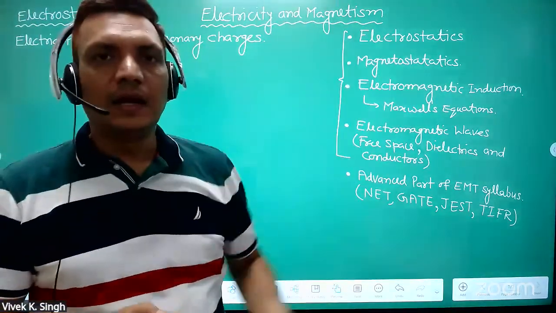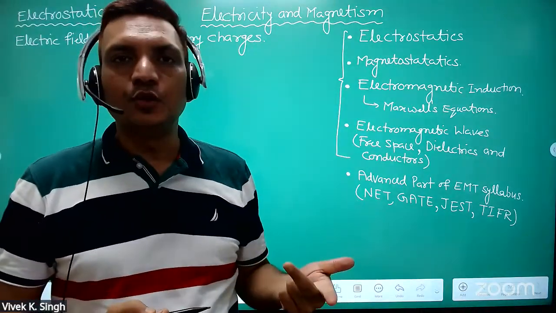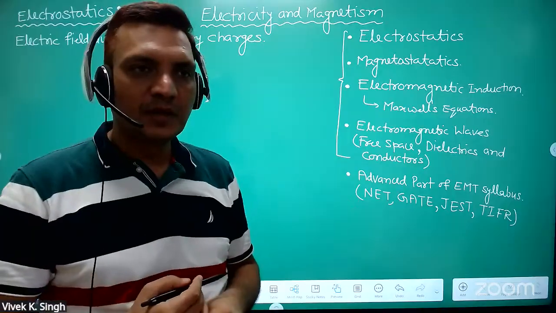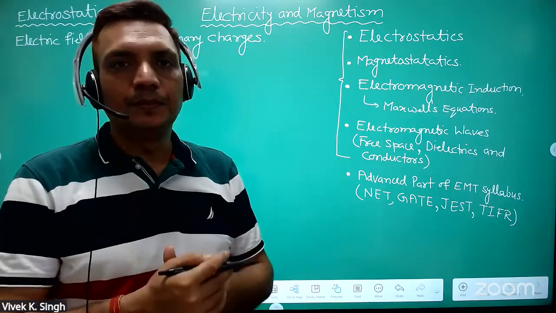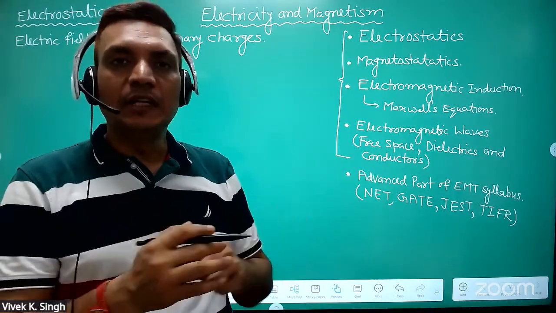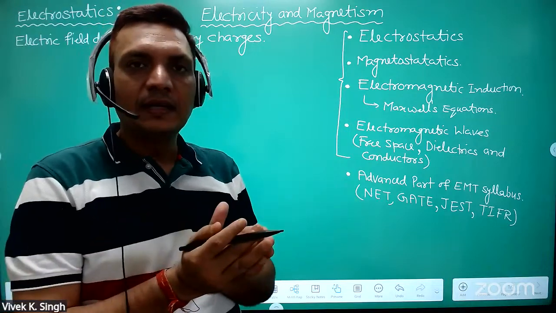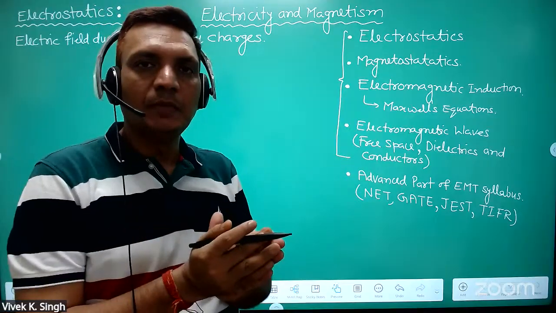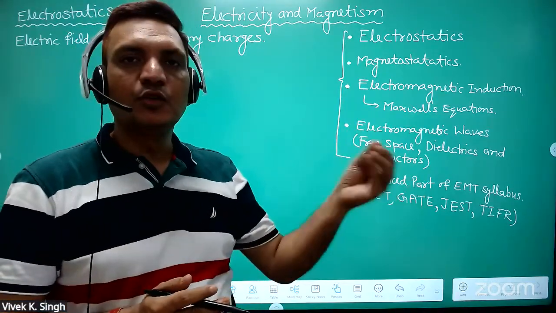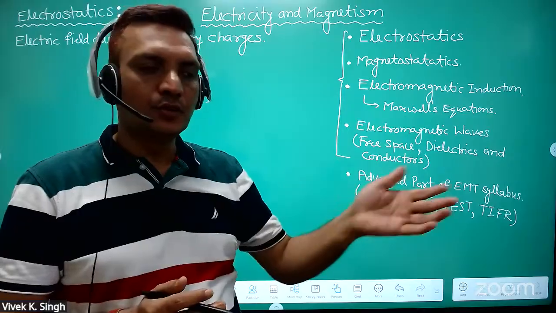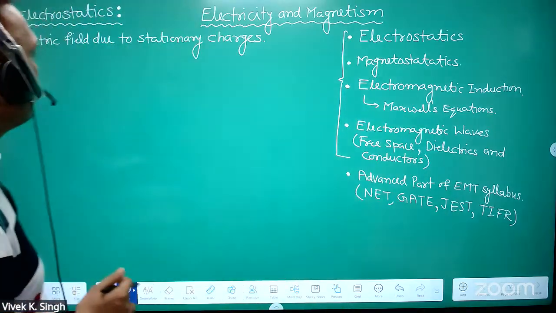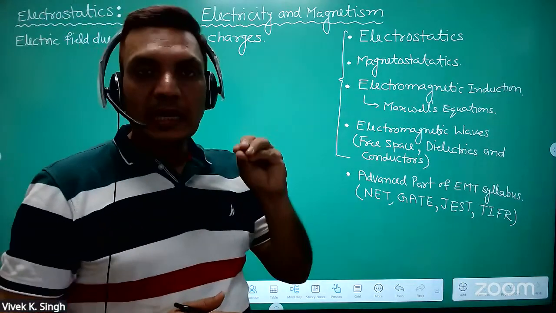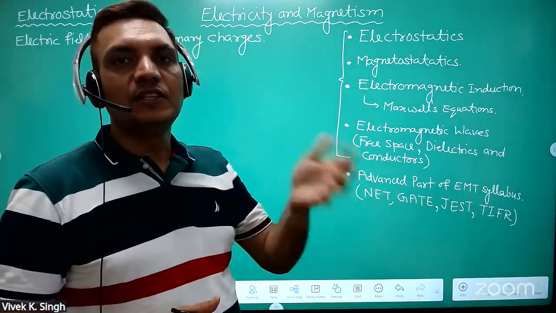You know that charges come in two varieties. You have positive charge and negative charge. Charges are conserved. Charges have additive property. You can add, for example, if you have plus Q plus 2Q, so total charge will be plus 3Q, or plus Q minus 2Q, you will get minus Q. So you know about the charges. Here we have to see electric field due to stationary charge distribution.